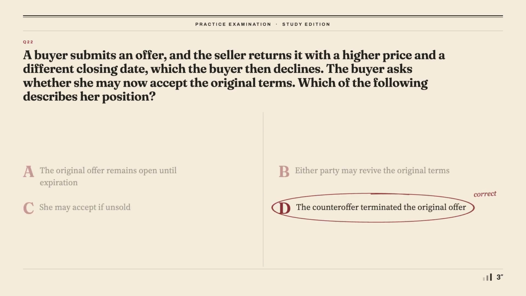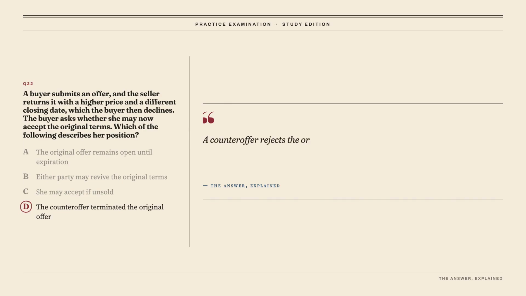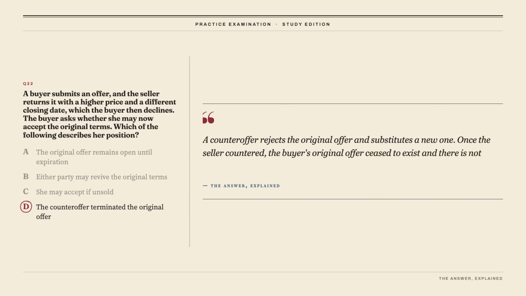The correct answer is D. The counteroffer terminated the original offer. D is correct because a counteroffer rejects the original offer and substitutes a new one. Once the seller countered, the buyer's original offer ceased to exist and there is nothing left for her to accept.